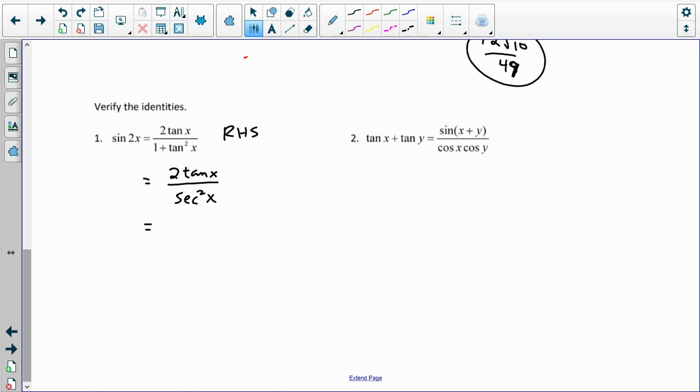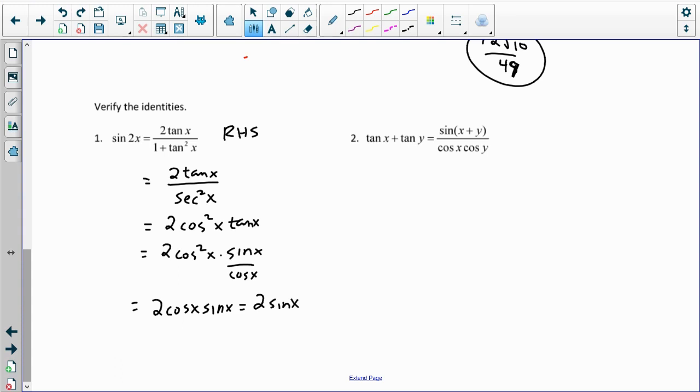I know that secant squared is the reciprocal of cosine squared. So I'm going to write this as 2 cosine squared times tangent. And then I also know that tangent is sine over cosine. So I have 2 cosine squared times sine over cosine. And that ends up, one of the cosines cancel, so I have 2 cosine x sine x. I'm going to use the commutative property of multiplication to get 2 sine x cosine x. And I know that 2 sine x cosine x is sine of 2x. So because I know that's true, I'm done.